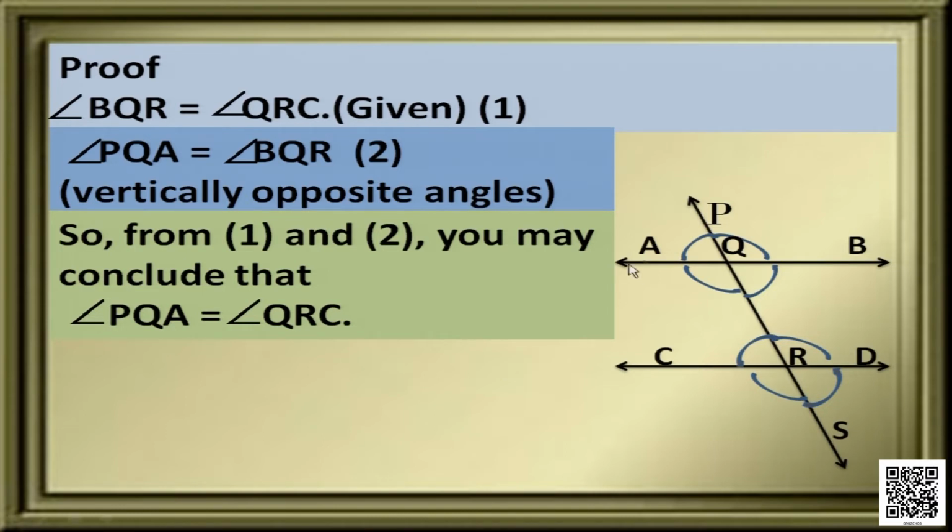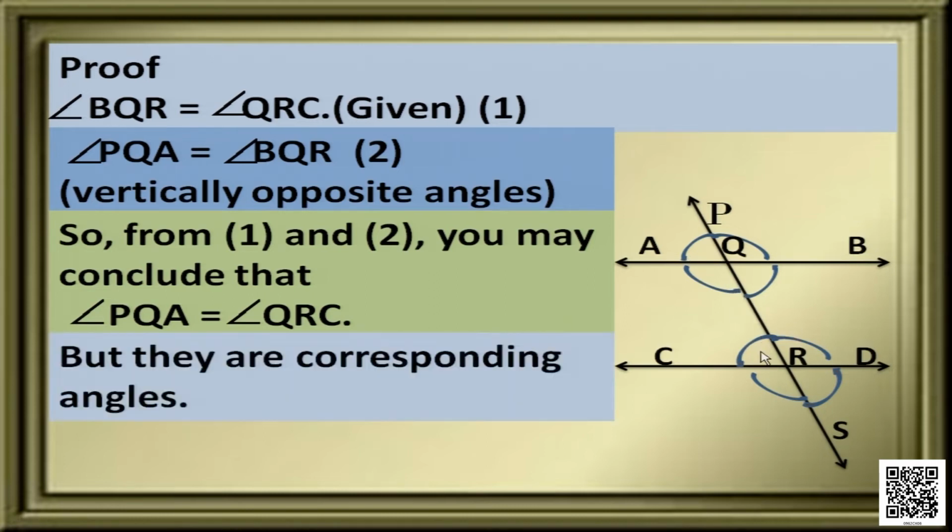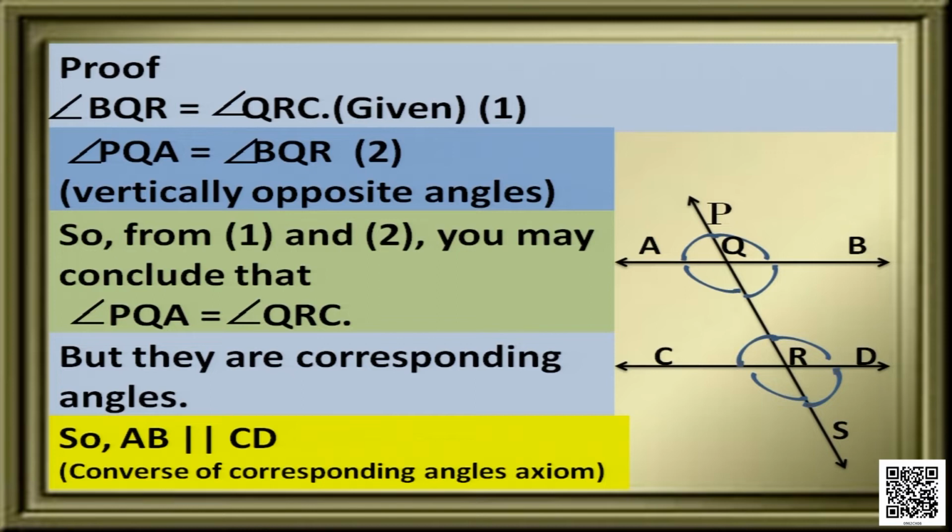Now PQA and QRC, if these two are the lines and this is the transversal, then what are these angles PQA and QRC? They are corresponding angles. So, AB is parallel to CD, because in converse of corresponding angle axiom, this is given. So, if it is given that two alternate interior angles are equal, we can prove that the lines are said to be parallel. Now, let us have another theorem.